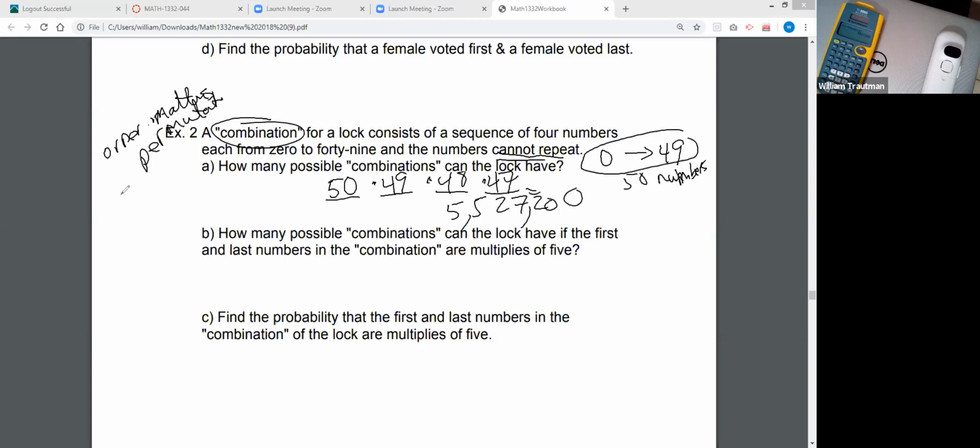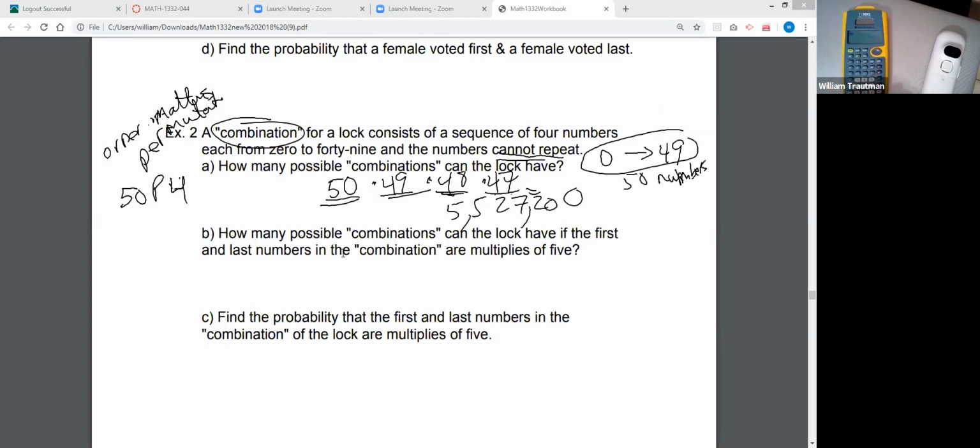So there are 50 numbers, and we're choosing 4 of them. Do you see? There's 4 spots. We're picking 4 numbers out of 50. Let's put this in our calculator, 50P4. So let's do permutation. It's the same thing that we just did.